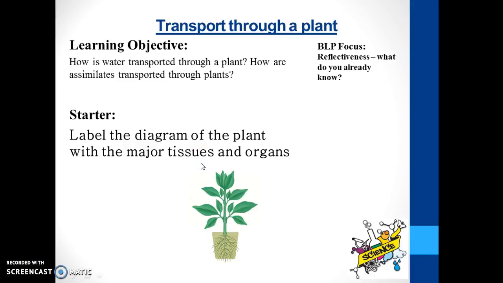Right, so what we're looking at today then is the transport through a plant. So we need to consider how water is going to be transported through a plant, but also how sugars, ions, etc. are going to get passed through a plant as well.